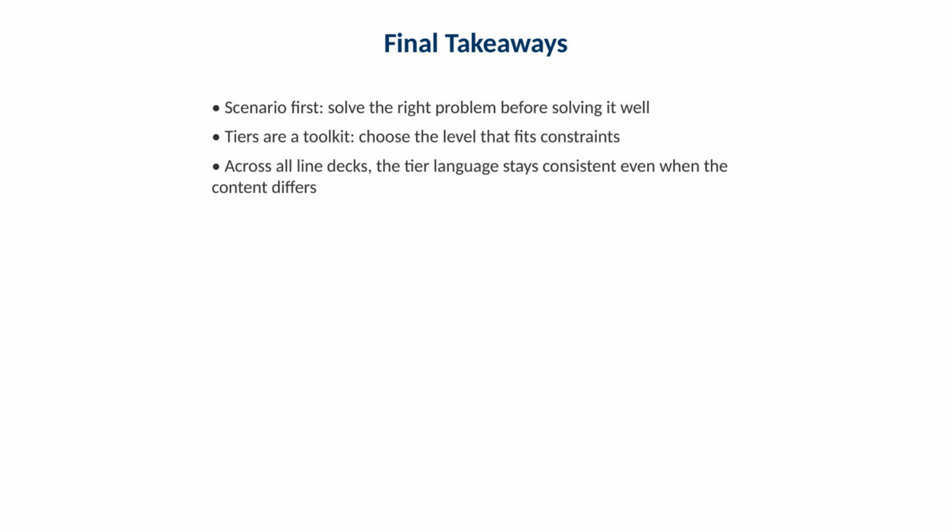The key takeaway is simple. Start with the scenario so you solve the right problem. Then treat tiers as a toolkit rather than a checklist. Across the 101 line decks, you will see different combinations of tiers, but the meaning stays consistent: increasing capability, increasing realism, and increasing impact.